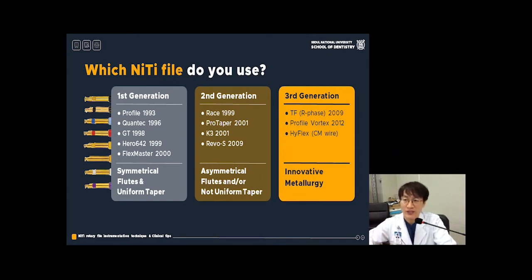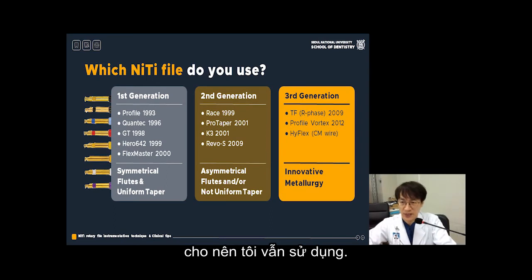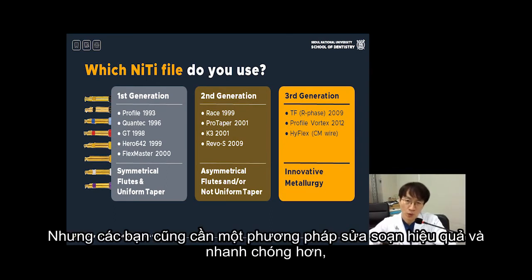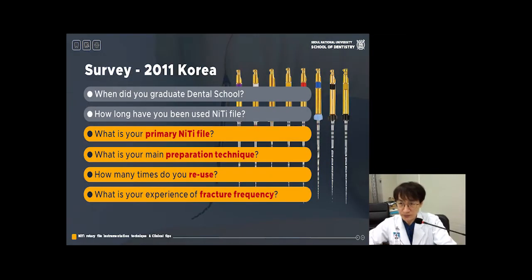So I still use a first generation file like ProFile. It is really steady and gives you certain control and confidence. So I still use it, but you also need efficiency and faster preparation. So that's why you use third generation or even fourth generation files.